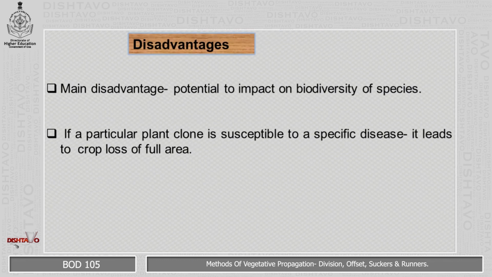Now, the main disadvantage is a loss of biodiversity. They can have a potential impact which might lead to the loss of biodiversity in that particular area. Next, if a particular plant clone is susceptible to a specific disease, it can cause harm to the entire field, and the full area or the full field might be affected.